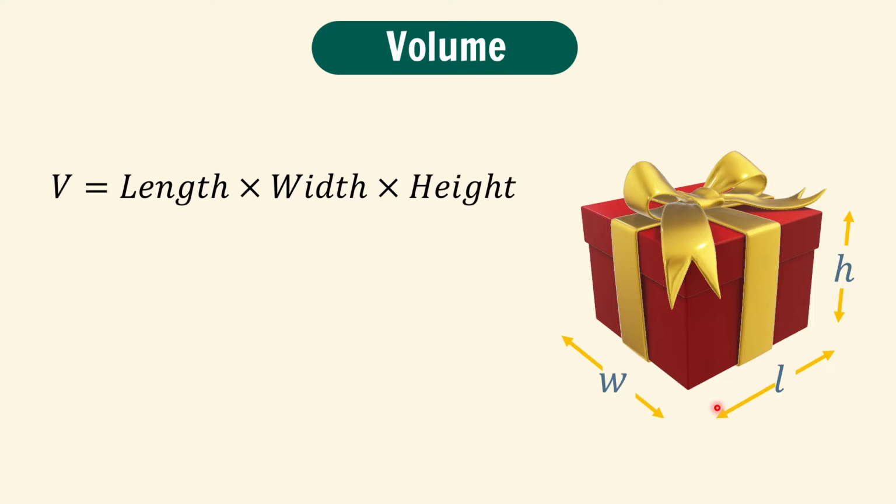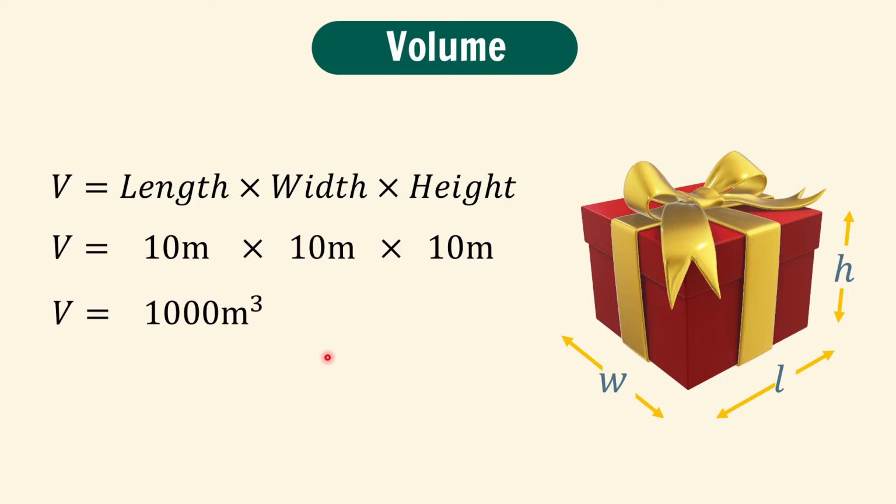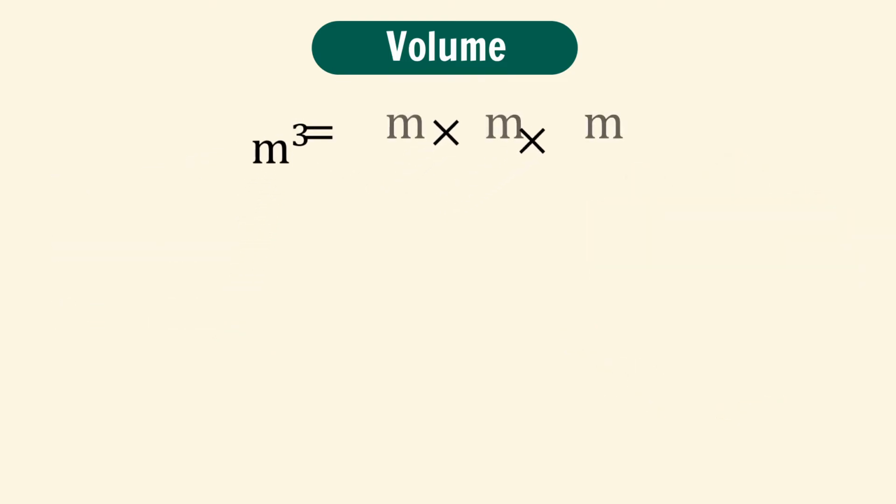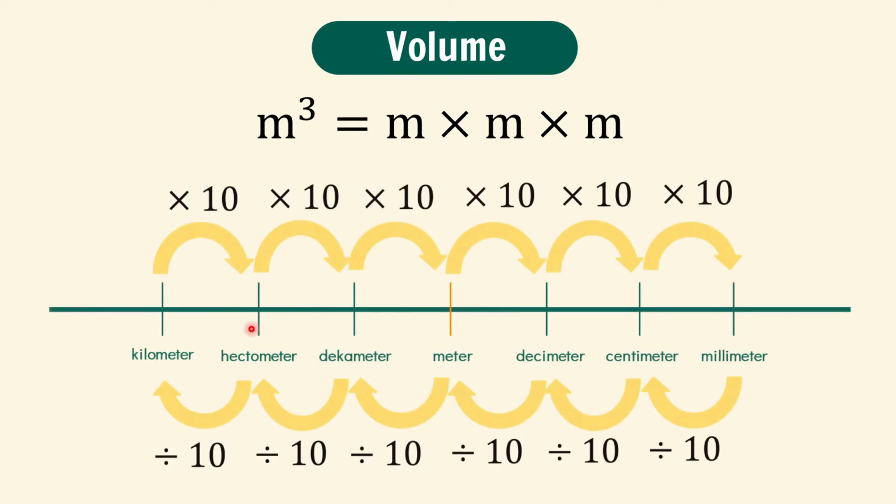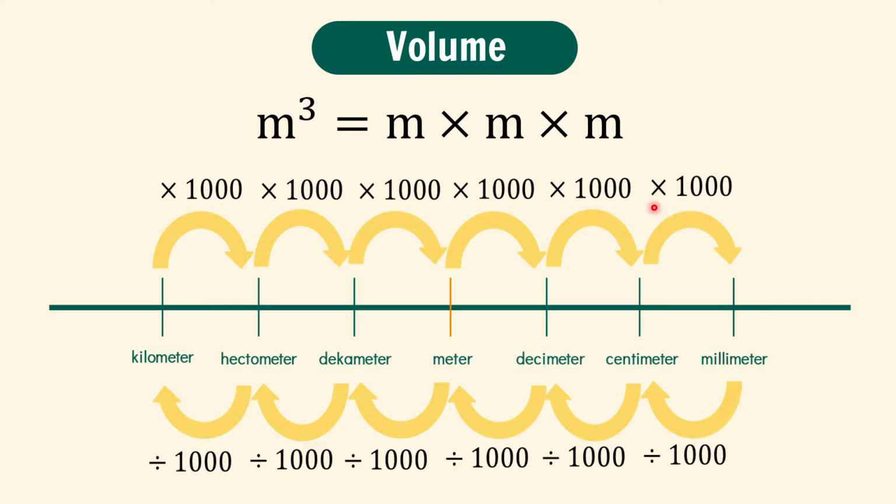And if we are going to find the volume of this box, which all sides measure 10 meters for example, then the answer has a base unit which is meter. But what differentiates the unit of measurement of length from volume is that instead of multiplying or dividing the given measurement by powers of 10, we do powers of 1000. The commonly used metric units for volume are cubic meter or cubic centimeter.